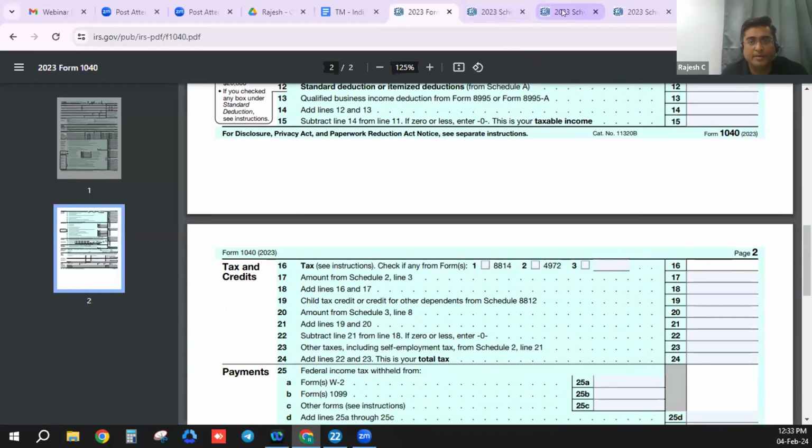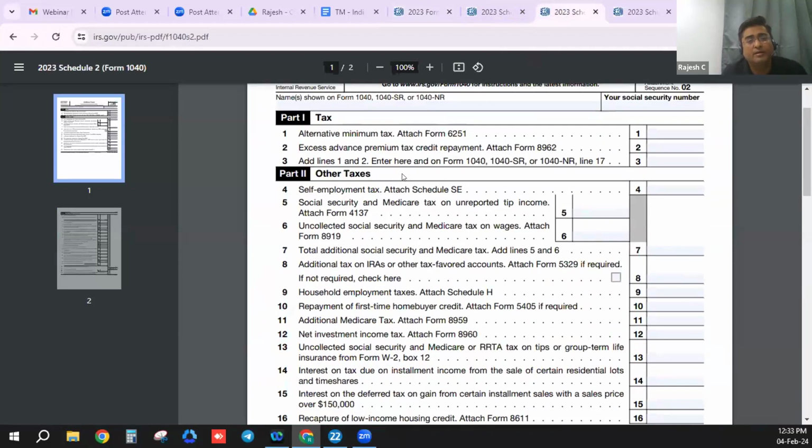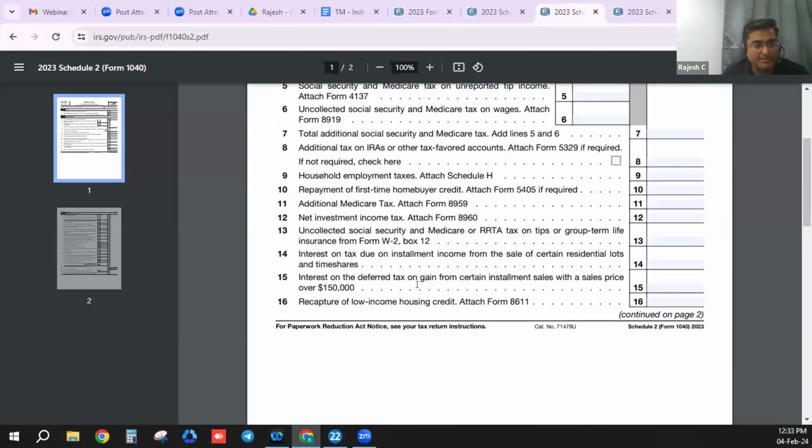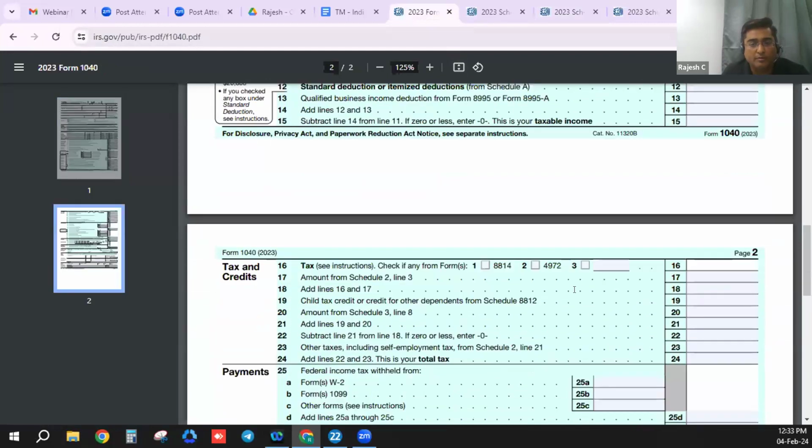And apart from that, if you have some sort of additional taxes, on page number 2 you will see the additional taxes. Additional taxes include self-employment tax. If you are a self-employed person and doing some sort of small business, then you have to pay some additional taxes called self-employment tax. There is a different list of taxes. It will merge with your main tax, and then you will have a total tax.